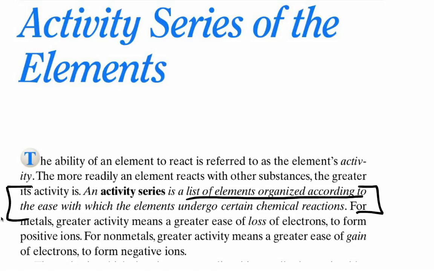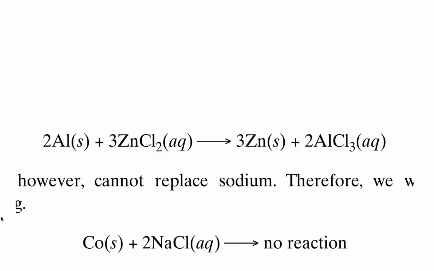Typically, like in this case, a greater activity means a greater ease to lose electrons. So we know our metals want to lose electrons. This is going to look at which of our metals are going to lose electrons more easily and thus react more than others. Also notice for nonmetals, greater activity means a greater ease of gaining electrons, which is something we've talked about already.